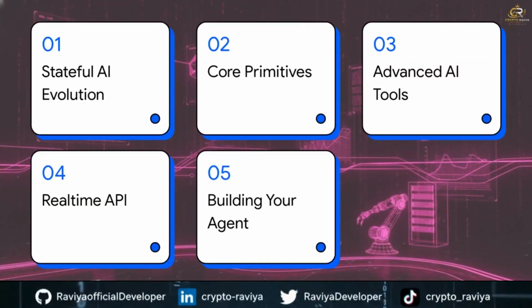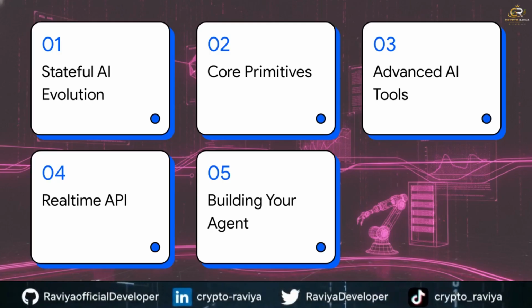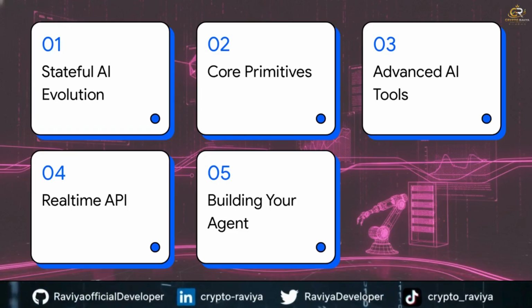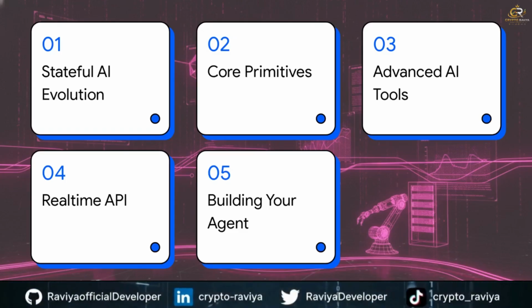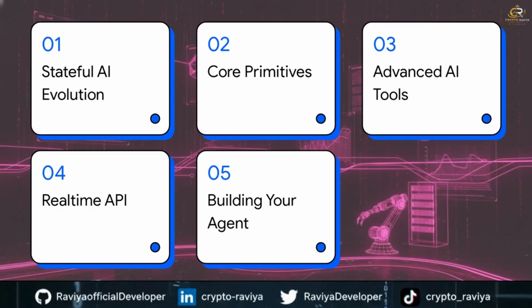Okay, here's our initialization sequence for this explainer. First, we'll cover the stateful AI evolution. Then, we'll break down the core primitives of assistance, look at equipping advanced AI tools, explore the streaming and real-time API, and finally wrap up with building your cyber agent.